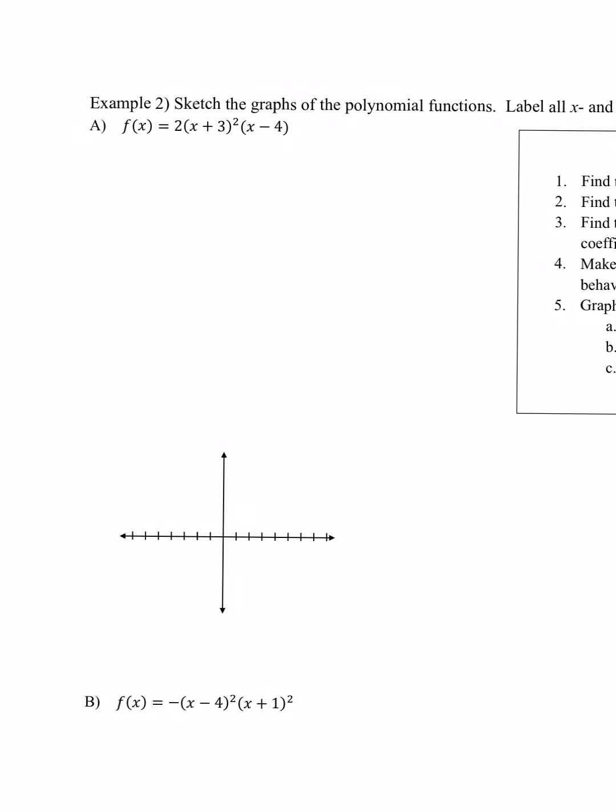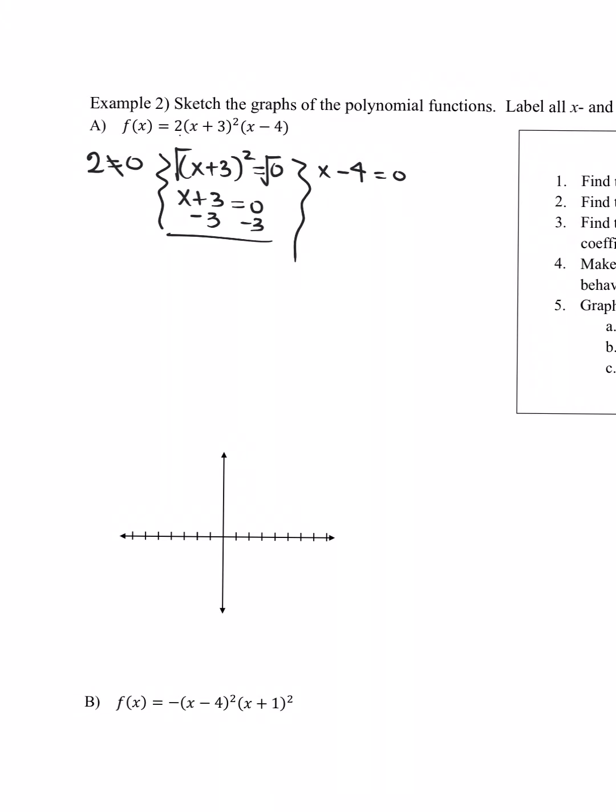Okay, so same-o, right? We're still graphing. So what do I want to do here? I'm going to take each of my factors and set them equal to 0. So I have 2 equal to 0, x plus 3 squared equal to 0, and x minus 4 equal to 0, and solve. Well, 2 cannot equal 0, right? So I get nothing out of there. Here I want to square root both sides, and then I get x plus 3 is equal to 0.